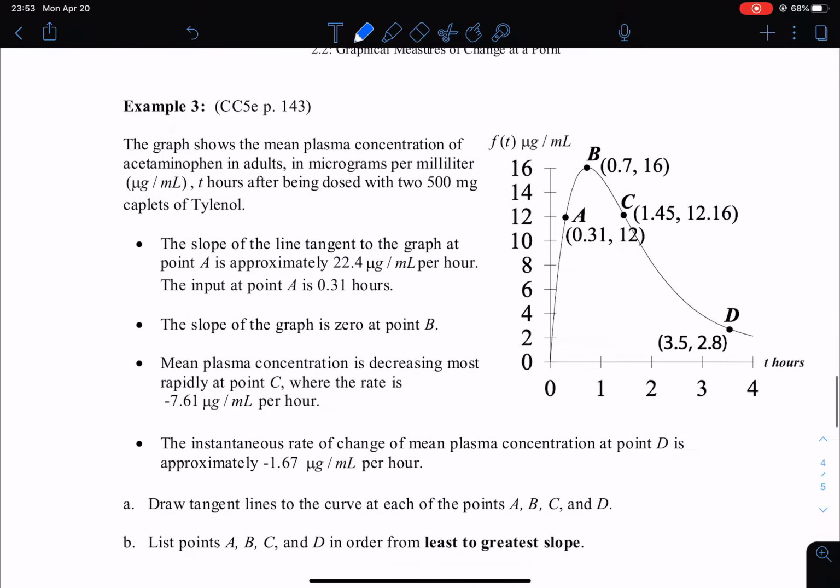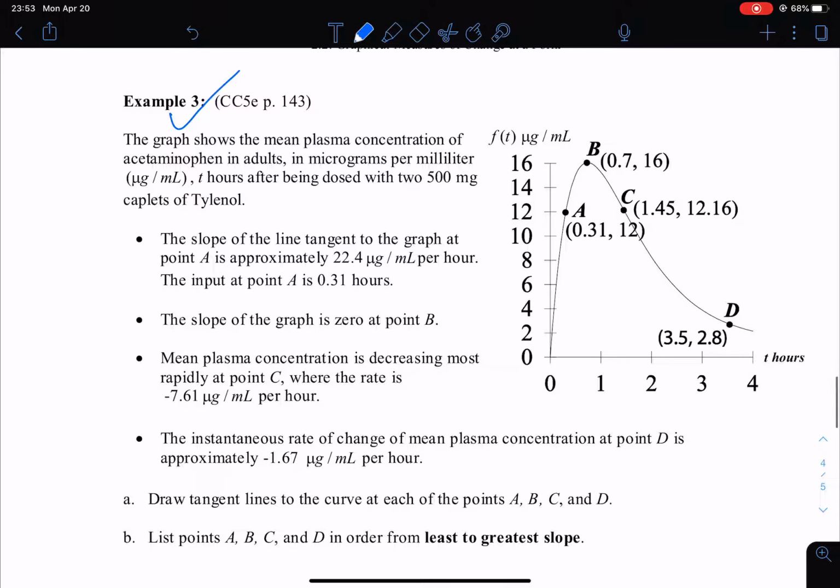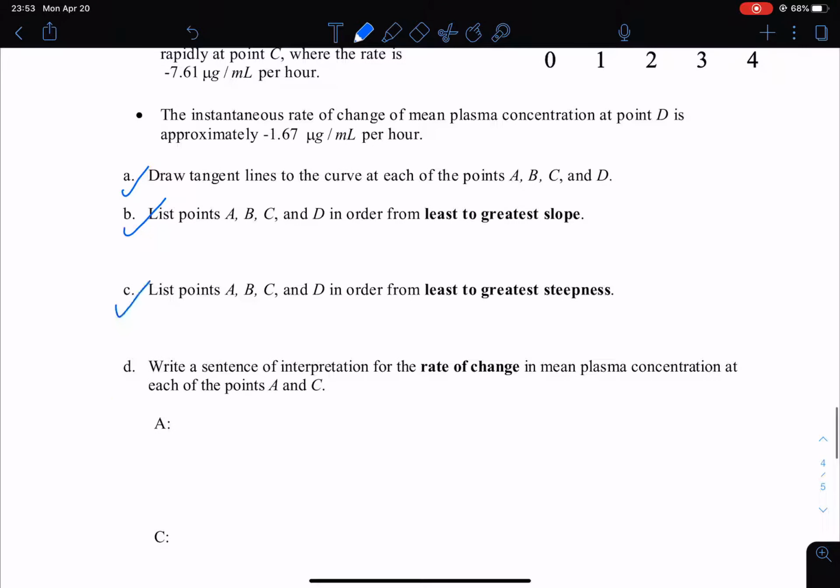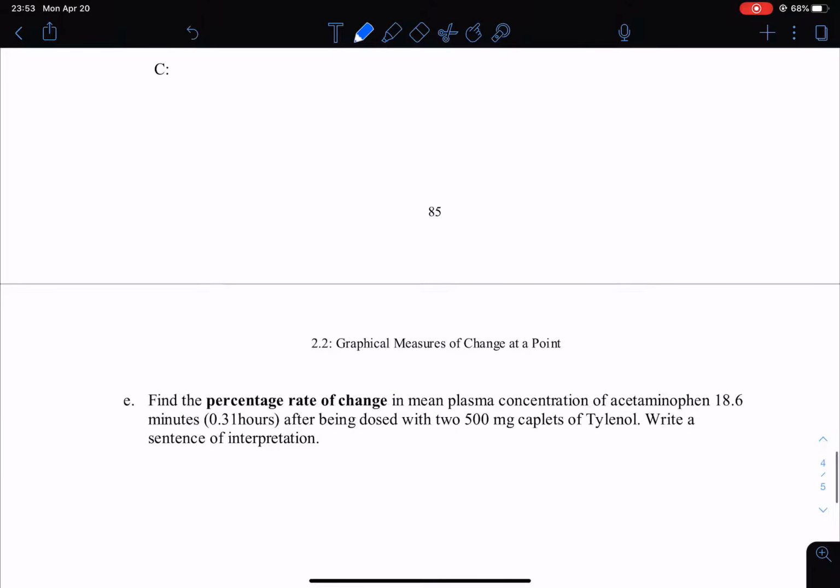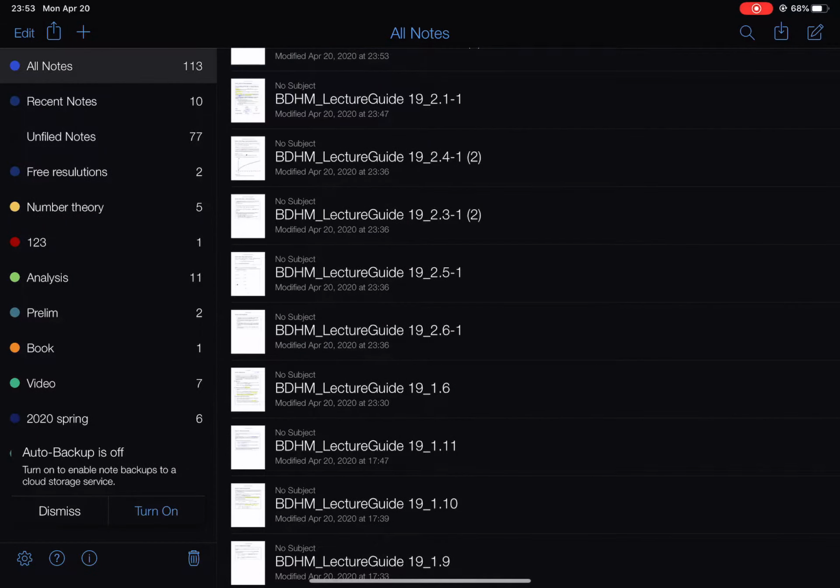And then next, a good example is just example 3. Example 3, A, B, C, D. I already gave you the solutions, so I am not going to show you the details right here. But make sure you know how to solve this question. And then next, let's go to section 2.3.